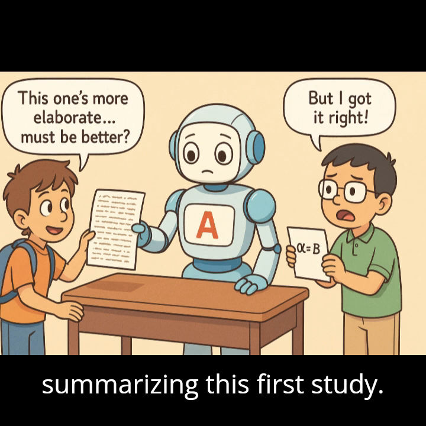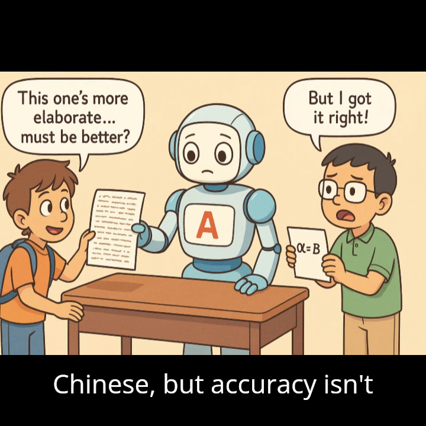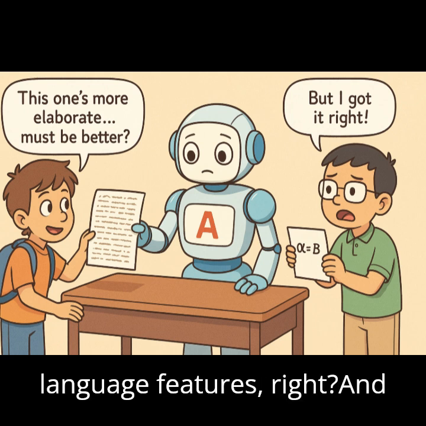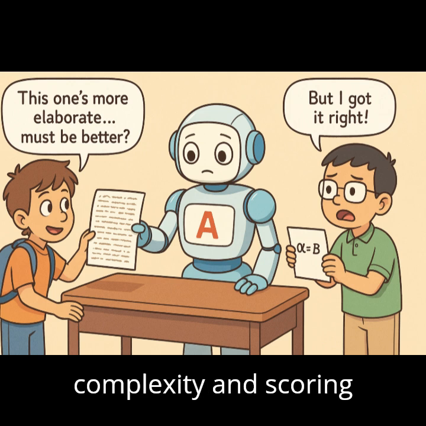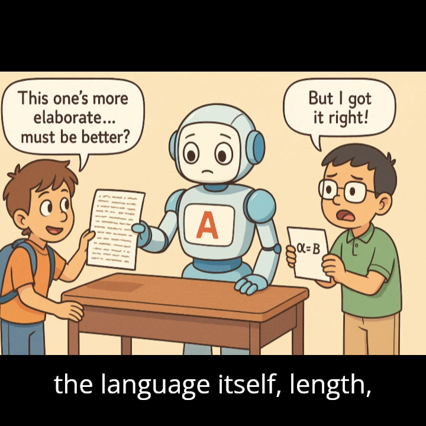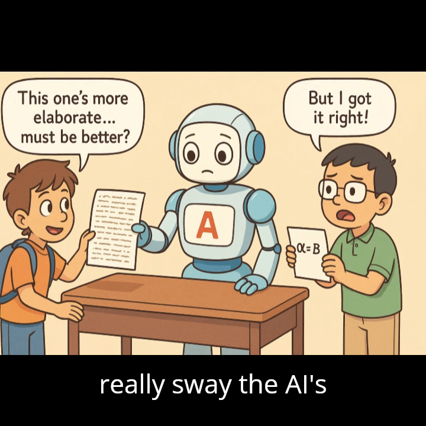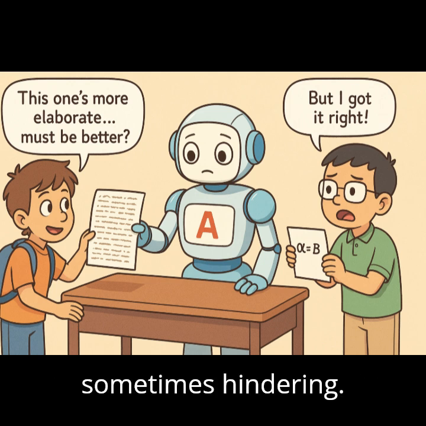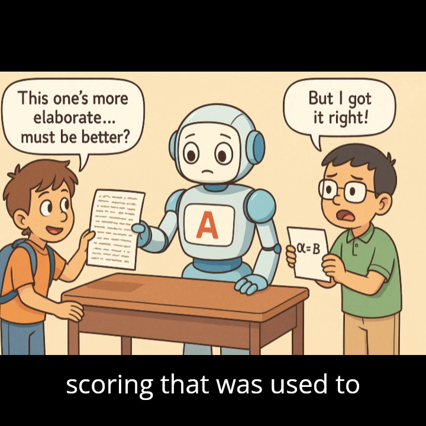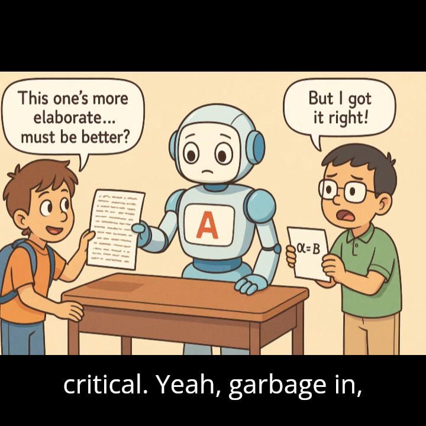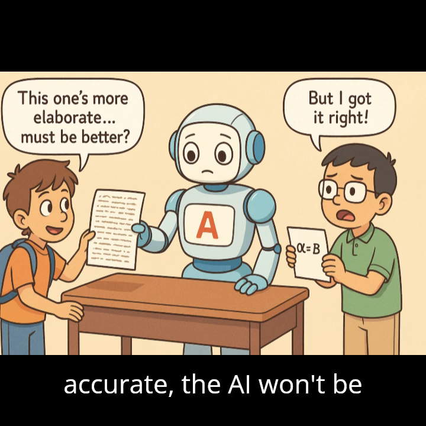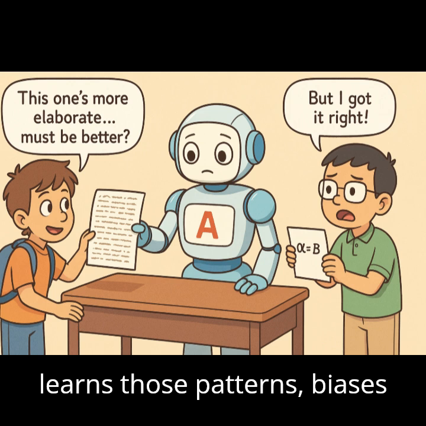So summarizing this first study, ChatGPT has potential in Chinese, but accuracy isn't quite at English levels yet, likely due to these unique language features. Right. And the link between reasoning complexity and scoring accuracy is complicated. It works differently for lower and higher performers. And the language itself, length, complexity, vocabulary, can really sway the AI's judgment, sometimes helping, sometimes hindering. Definitely. It also really underlines something else. The quality of the human scoring that was used to train the AI in the first place is absolutely critical. Yeah, garbage in, garbage out, essentially. If the human scoring wasn't consistent or accurate, the AI won't be either. Precisely. The AI learns those patterns, biases and all.